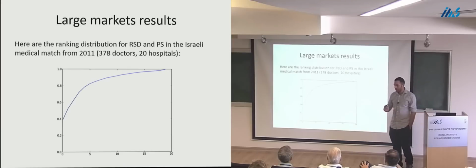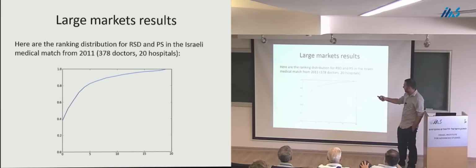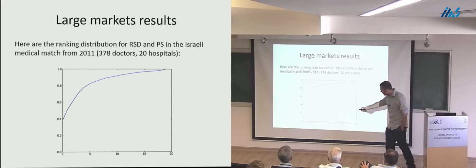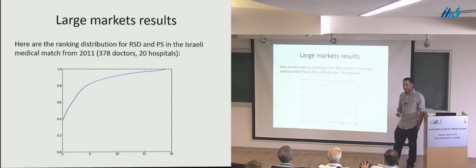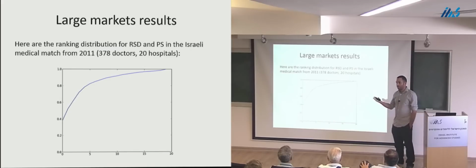So let's look at our market, the Israeli medical match. This is data from 2011. In 2011 there were 378 interns and only 20 hospitals that got positions for interns. This is the rank distribution of random serial dictatorship. You see that about 40% of the people got their first choice, and slightly more than 80% of the people got either their fifth choice or better. Actually, this is the C index.